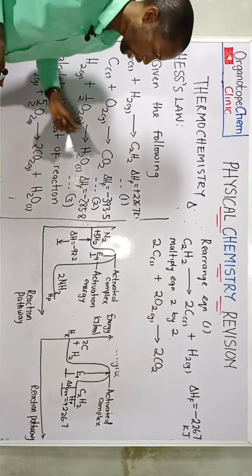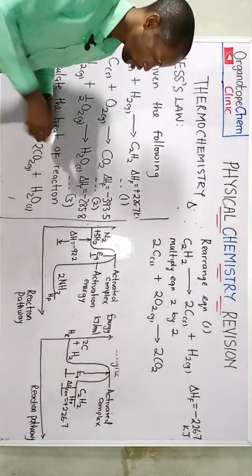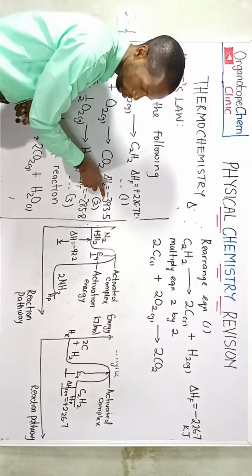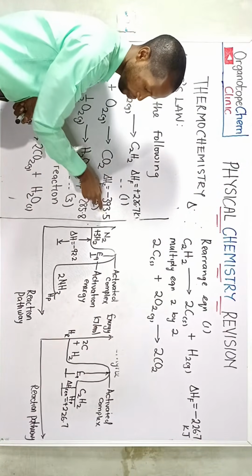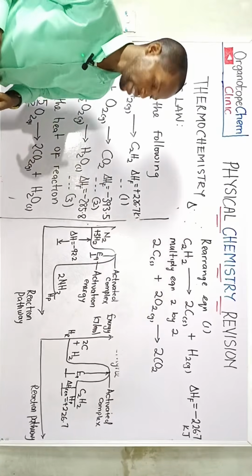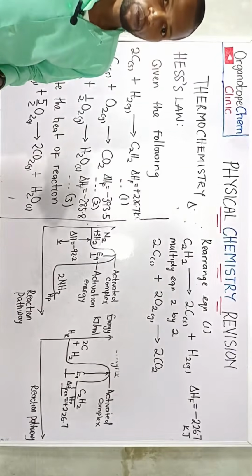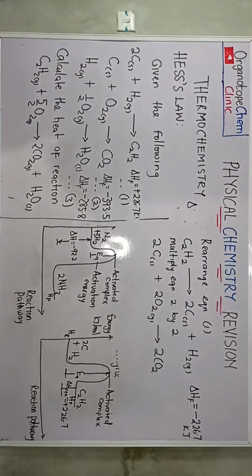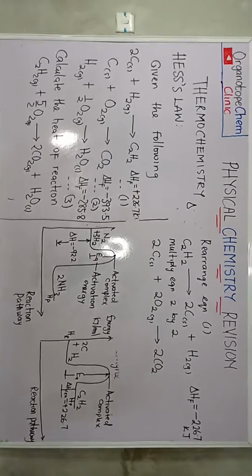So can you help me to press the calculator? Minus 393.5 times 2. What's the value?